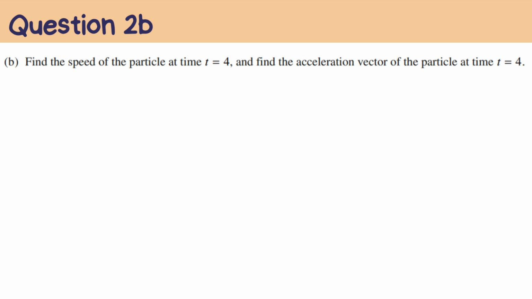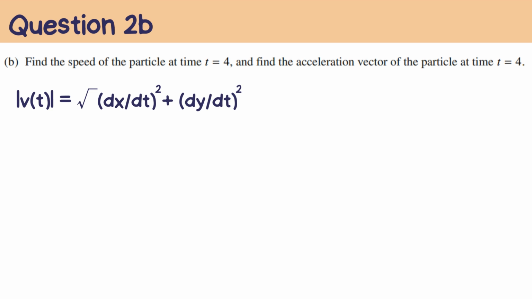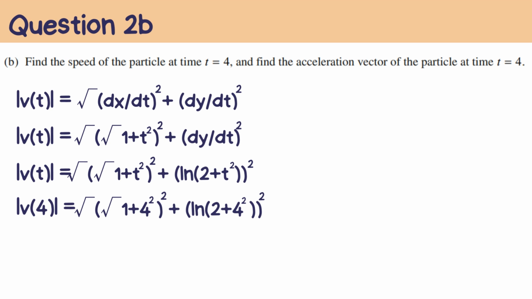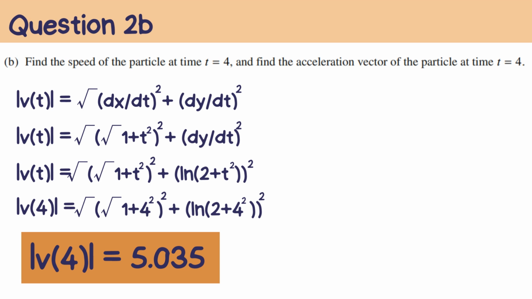Now, for question 2b, we have to find the speed at time 4 and the acceleration vector. I'm going to try and find the speed first, which there is an equation for, and that's going to be speed, which is the absolute value of velocity, is equal to the square root of dx/dt squared plus dy/dt squared. Now just plug in everything. I'm going to plug in the dx/dt and the dy/dt, which again is given. So now we have to find the speed at time 4. So 4 is going to replace all the t variables. Plug that into your calculator, and you get 5.035 as your answer.